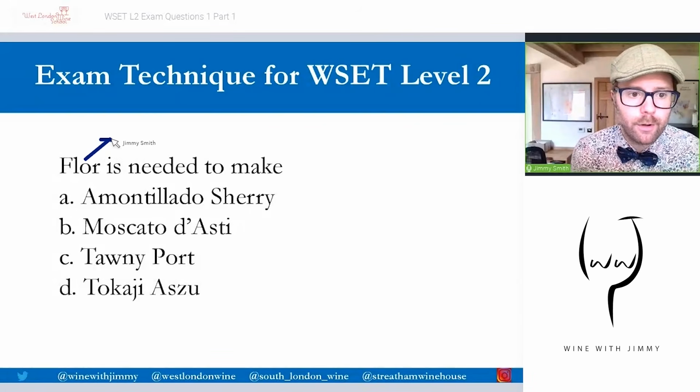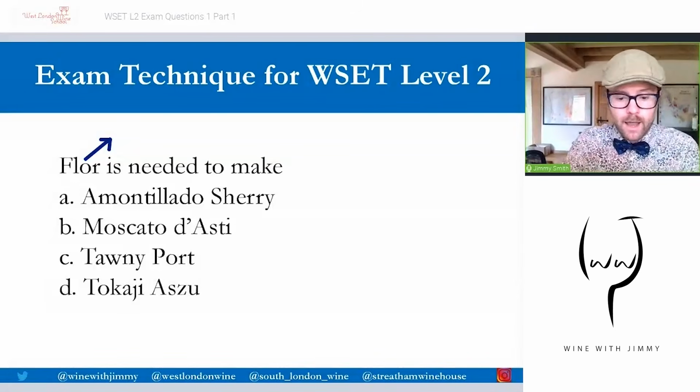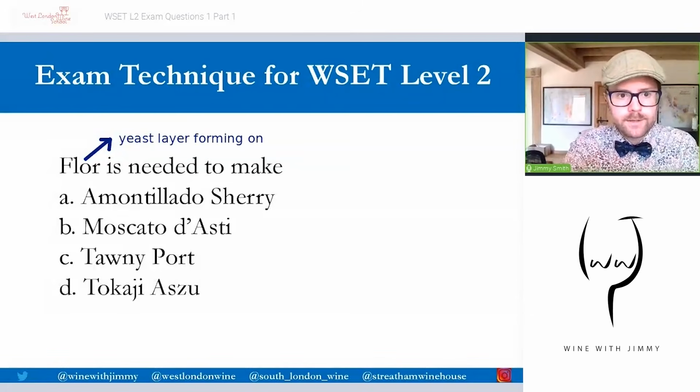Here we go, do a little arrow here. There we go. Let's get a text box in here. So flor is a yeast layer forming on top of wines in maturation in sherry.